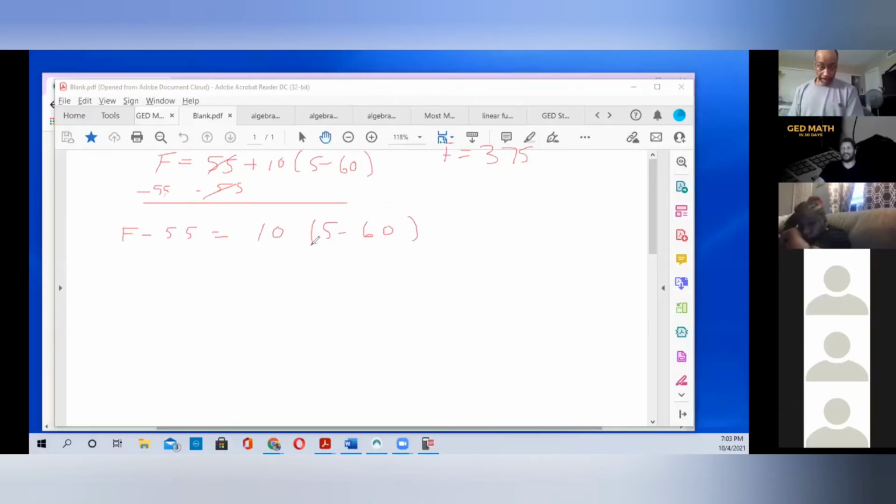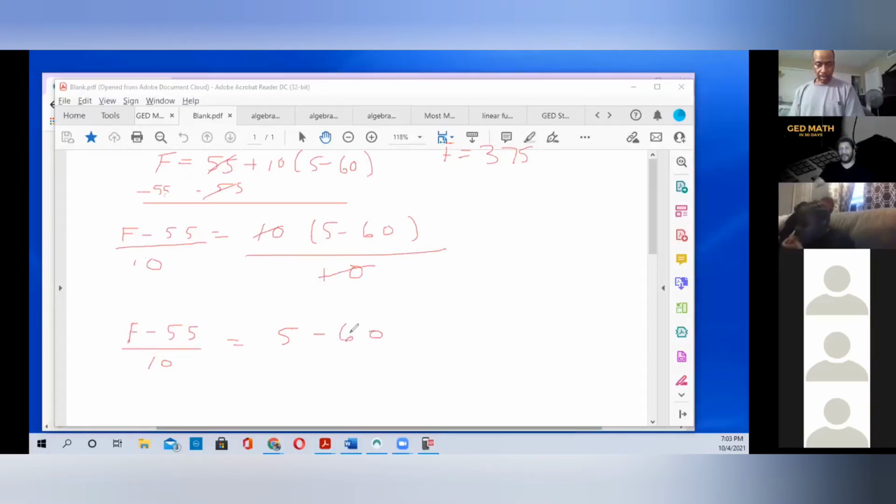Okay, we still need to get the S by itself. This means 10 being multiplied by S minus 60. So what we're going to do is divide by 10. Whatever we do on one side, we do on the other. The 10s cancel. We're going to get F minus 55, divided by 10, is equal to S minus 60. I don't know what's wrong with my internet.